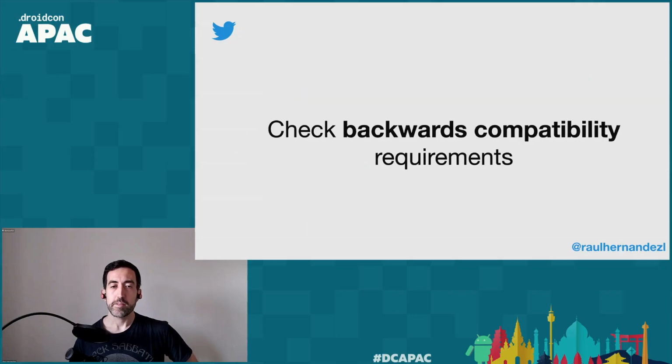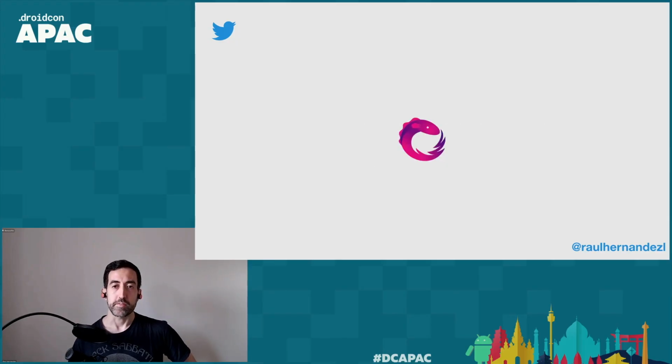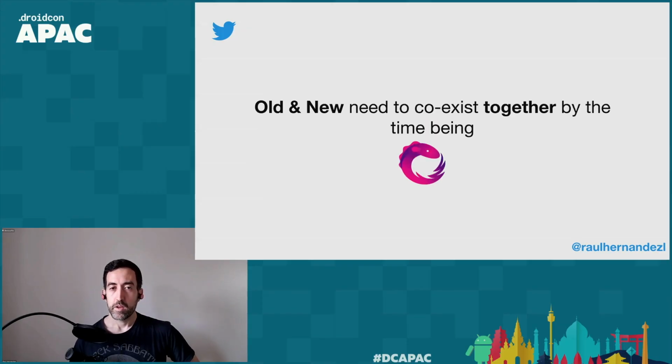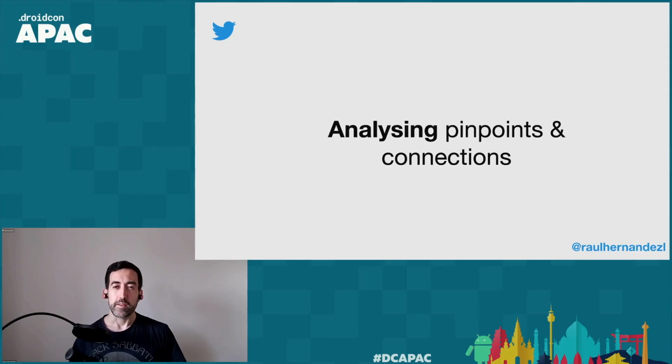But now, let's see what's the check. We have to check actually the backwards compatibility with the things we had at the time. As I mentioned, I use RxJava for everything that I needed and for creating this kind of reactive approach and mechanism. For instance, right now we need to make this coexist between the old and the new at the time being, because we will not do a big migration to coroutines and Kotlin flows. This needs to coexist and then try to do it step by step. And by that, I mean, we need to analyze the pinpoints and the connections that we have along the way.